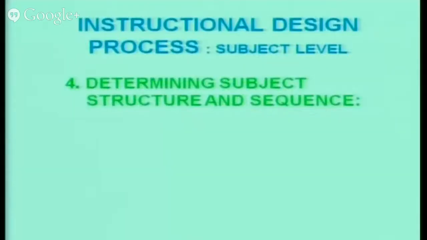Now we will shift to the subject level. The first activity is determining subject structure and sequence. Each subject has a set of target objectives which are to be achieved at the end of a semester. And many times it is written on top of the syllabus that after learning this particular subject students will be able to... say there are 4 units or 5 units, you will find one objective for each of those 5 units. A broad objective is given for each unit, isn't it?